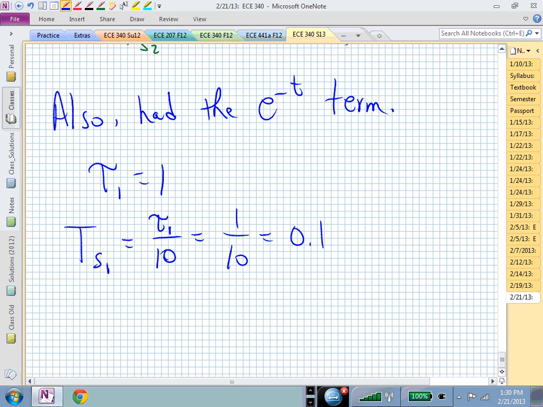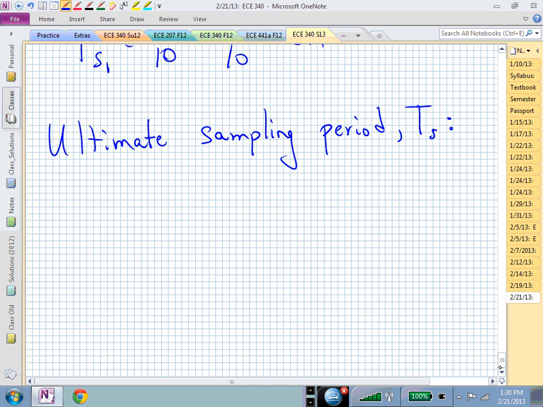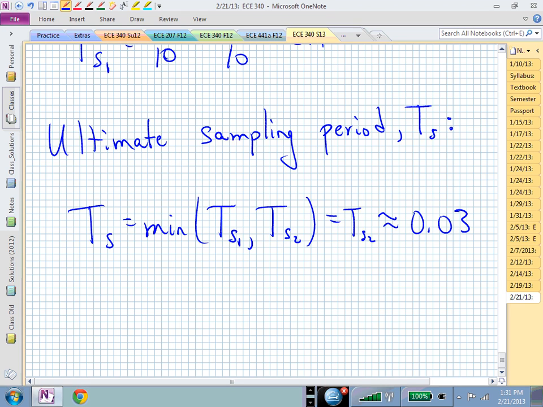And now the ultimate sampling period, we have to compare all of these pieces. We may have 10 pieces to be looking at. In this case, we just really had 2. We now need to pick the smallest of all of these potential sampling periods. So the ultimate sampling period, which let me call T sub s, is now going to be the minimum of T sub s1 and T sub s2, which in this example was T sub s2, which was the 0.03.